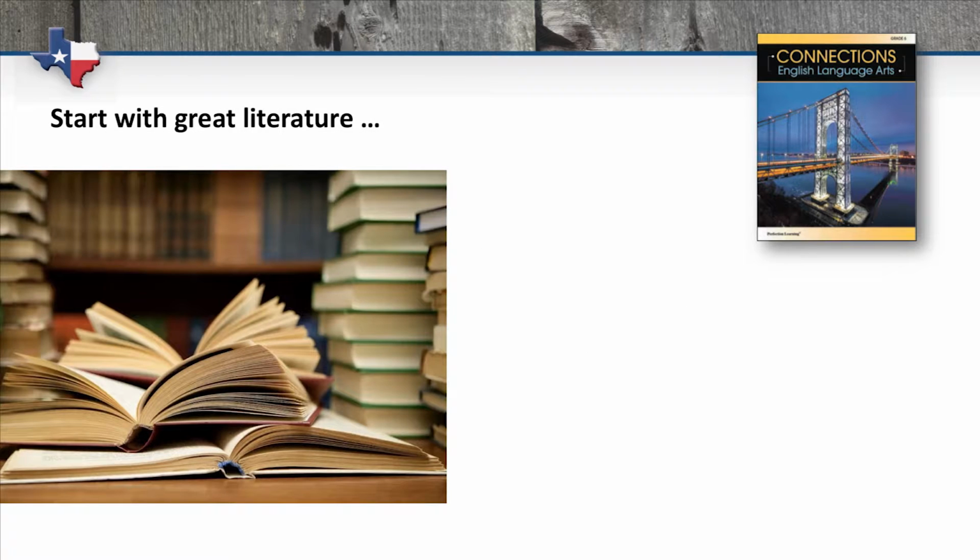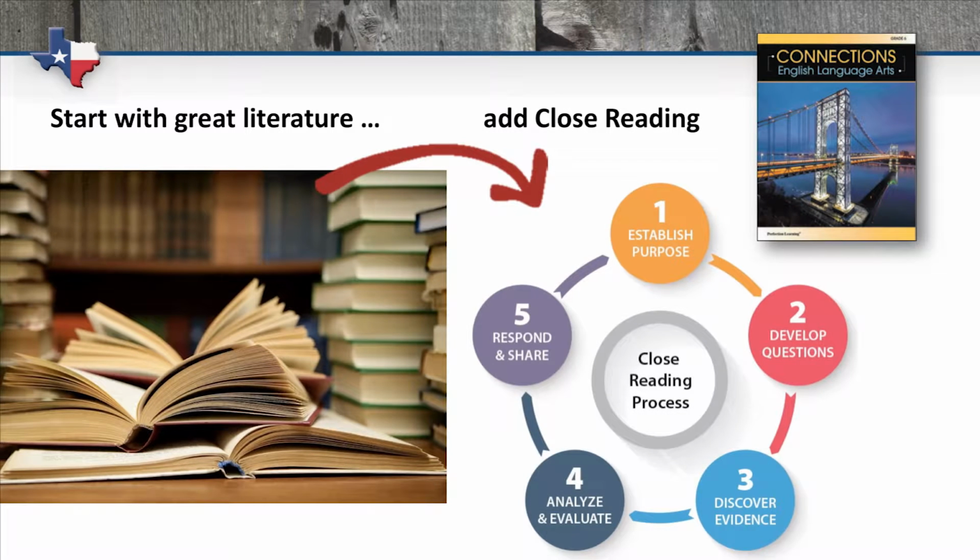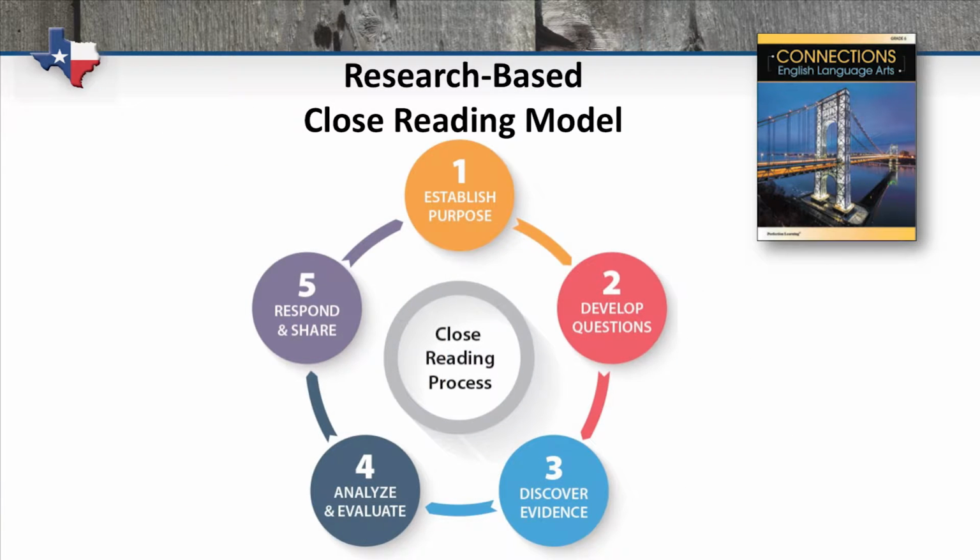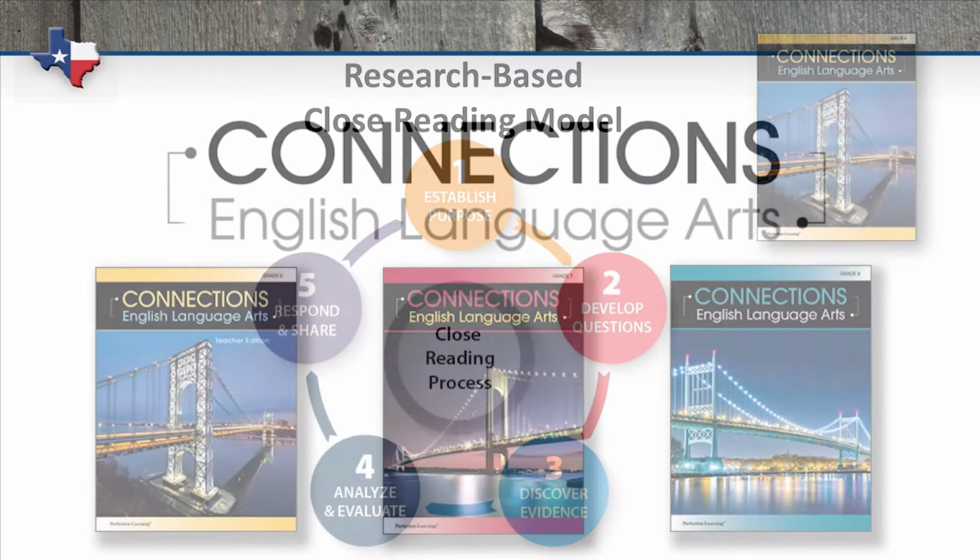Connections takes a rich, layered text, chosen not just for its quantitative level, but also its qualitative complexity, and applies the new close reading model so that students are drawn deeper and deeper into a text and given multiple opportunities to read it. Let's take a look at a chapter in Connections to see the innovative lesson structure and the embedded 5-phase close reading model in action in each of the close reads.